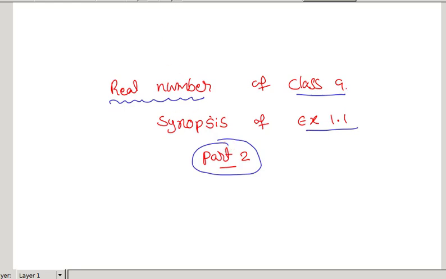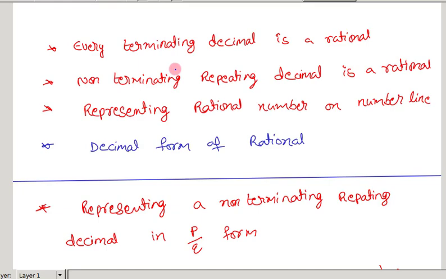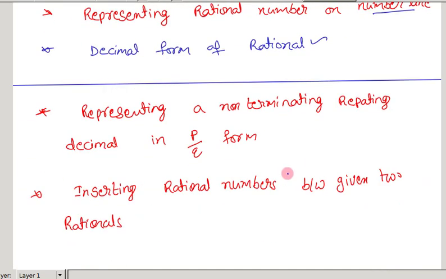And in the previous video, in the first part, we discussed that every terminating decimal is a rational number, and a non-terminating repeating decimal is also a rational number. We learned how to represent rational numbers on the number line, and the decimal form of rational numbers. Okay, now in this video we are going to discuss two important concepts.